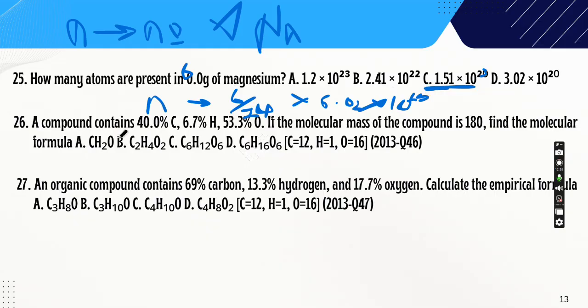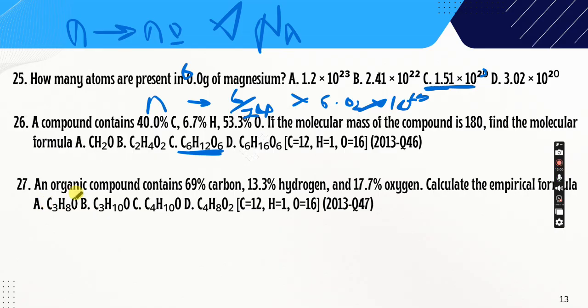So the next question is saying that a compound contains 40% carbon, 6.7% hydrogen, and 53.3% oxygen. If the molar mass of the compound is 180, find the molecular formula. So the first thing is to find the what? I think this question was repeated. We have solved it before, so it is option C. We have solved it initially.